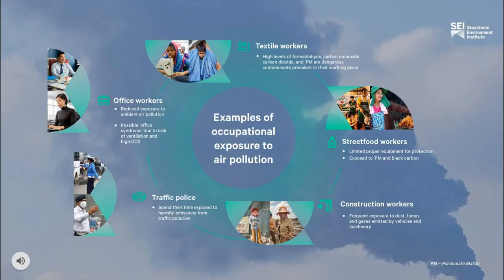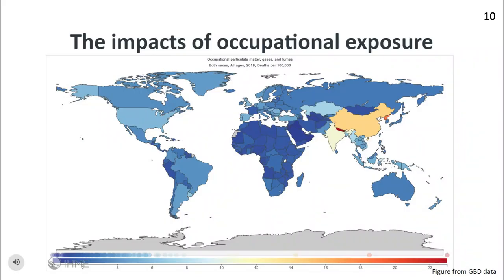This infographic shows examples of occupational exposure to air pollution. You see that different occupations potentially expose workers to air pollution and toxic substances at different levels based on where and what they work, and whether they have enough personal protective equipment. Exposure to air pollution can be highly detrimental to workers' health.